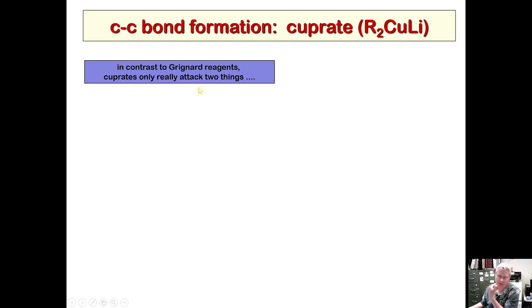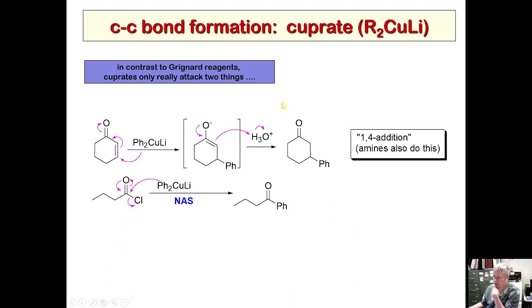I just said one of them, acid chlorides. Acid chlorides make ketones, and the other thing are alpha-beta unsaturated ketones. And this kind of shows those two things. An alpha-beta unsaturated ketone, phenyl attacks, kicks electrons up, makes the enolate, and then you protonate the enolate to make a ketone.